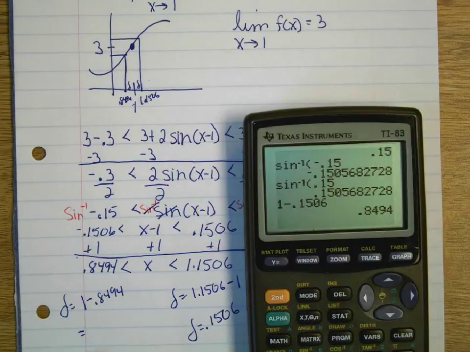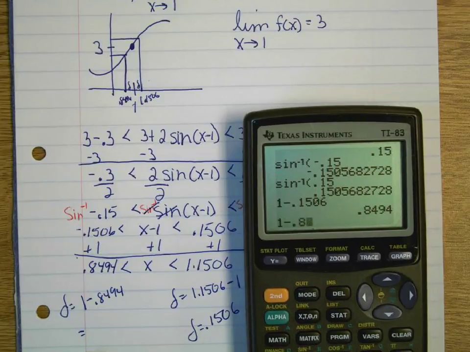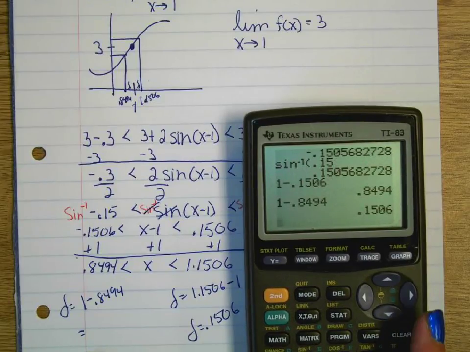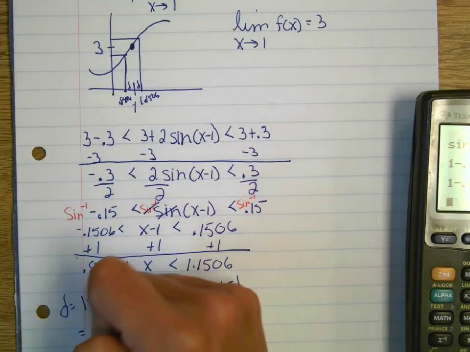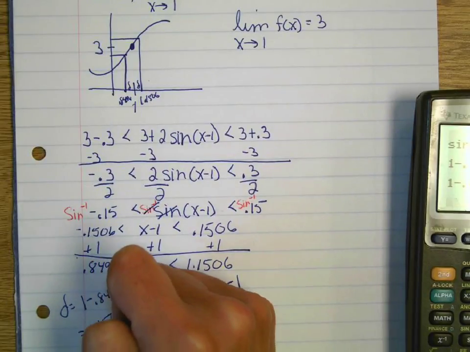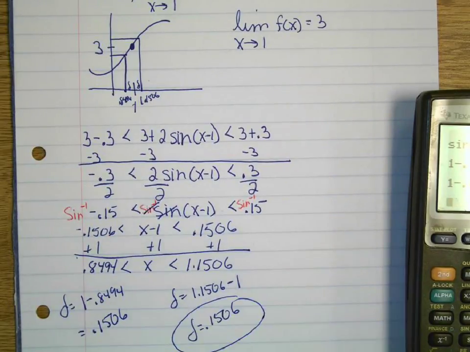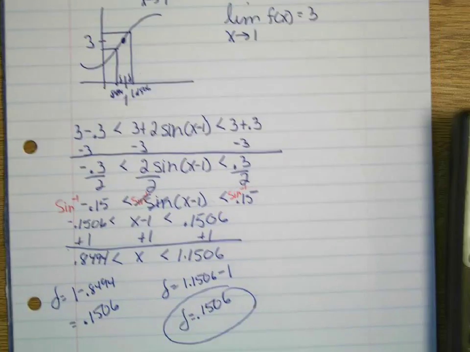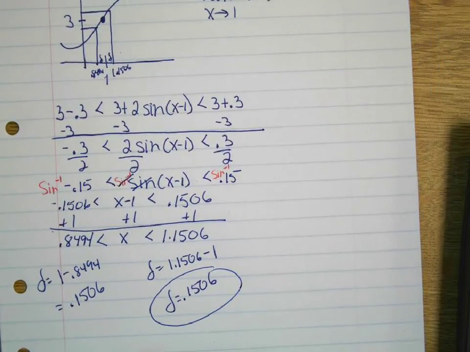Over here, 1 minus 0.8494, same thing, 0.1506. So it was symmetrical. Kind of looked like it was going to be. So we found our delta window.